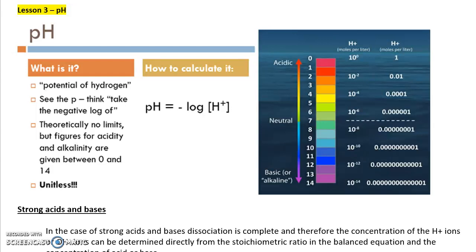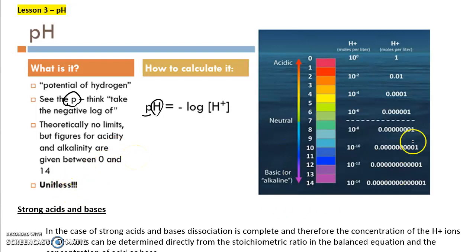Lesson 3, we're going to talk about pH here. So pH stands for the potential of hydrogen, and anytime today you see this P that's lowercase, you're going to take the negative log of whatever follows it. So like pH means take the negative log of the H, and that's what you see here. Theoretically, there's no limits, but we generally use 0 to 14, and it's unitless.